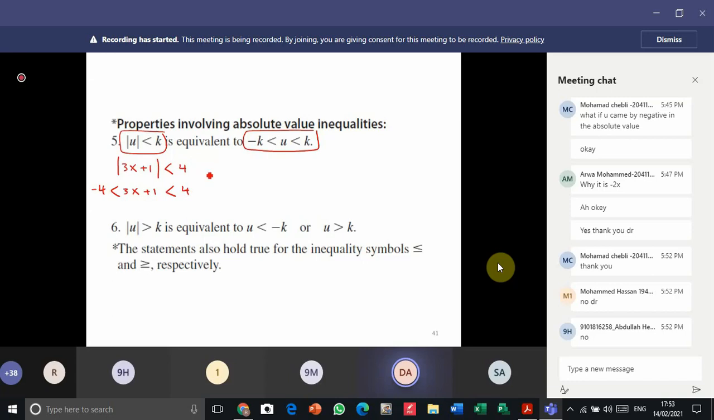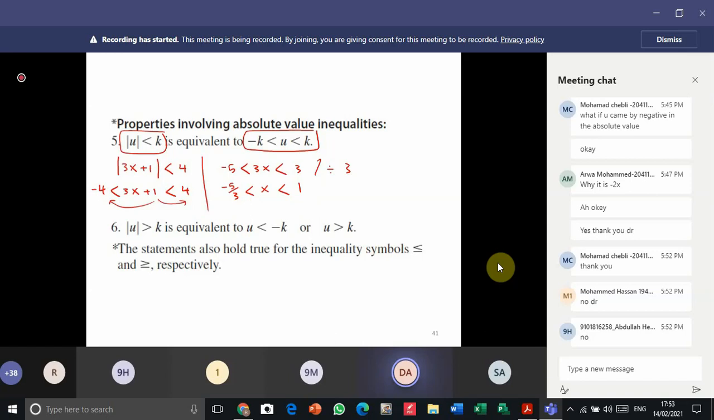Now we can solve it by subtracting the 1 from all sides. So we have negative 1 on the left and the right hand side. We have negative 5 less than 3x less than 4 minus 1, which is 3. By dividing by 3, we have x between negative 5 over 3 and 1.